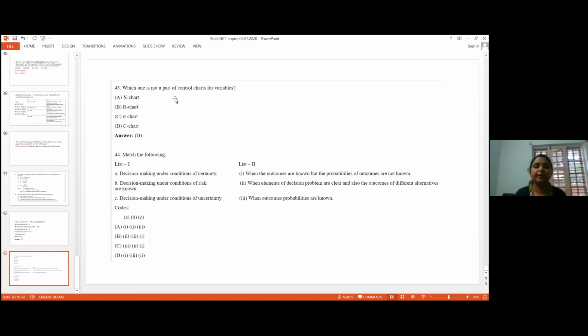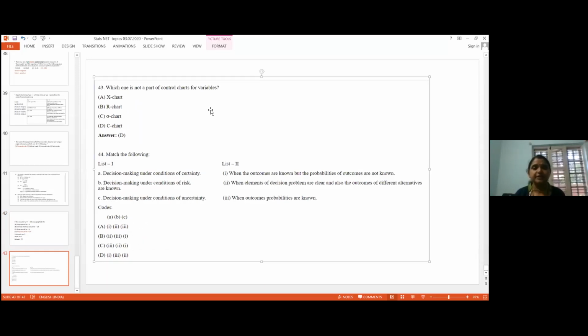Then, which is not a part of control chart? Control charts are X bar, R, sigma, C. Product control, process control. The C chart is not a part of control charts for variables. There are two types of control charts: one for variables and the other for attributes. For variables, you can calculate X bar, the mean, R, the range, and sigma, the standard deviation. So all three are for variables. C is the number of defects. Since it is a number, it is not a measurement, it is a count. So the answer is again D here.